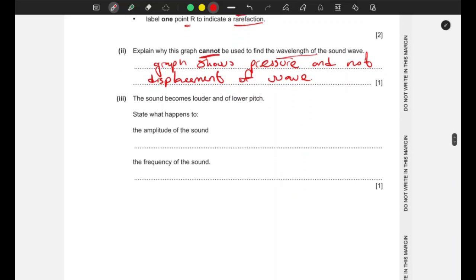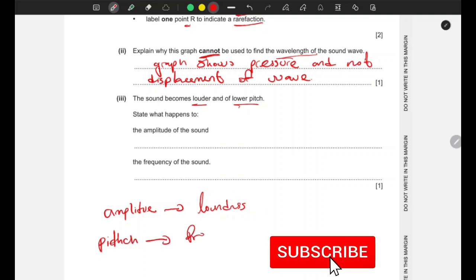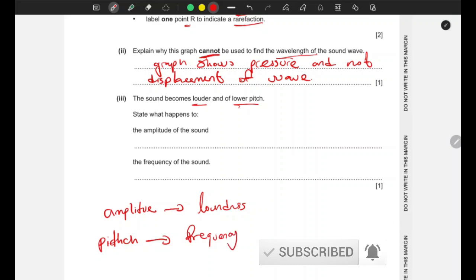Part B. The sound becomes louder and of lower pitch. State what happens to the amplitude of the sound. So amplitude directly relates to loudness, and the pitch relates to frequency. So if it's louder, that means amplitude increases, and if it's a lower pitch, frequency decreases. That's what you need to know.